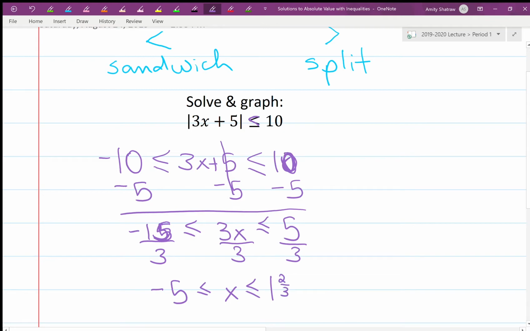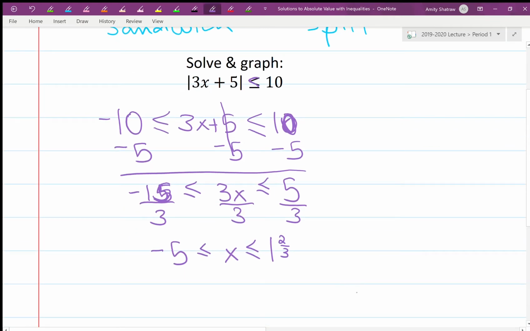Now, I'm not done graphing it yet. I want to think about where I'm going to graph it. Now, the thing about a sandwich, which I think you're going to like, is the fact that I already know, because I determined that it was a sandwich, that all of my values should fall between my endpoints here, the bread of my sandwich. 1 2/3 is one side, and negative 5 is the other side. Ta-da! That's how you graph it.